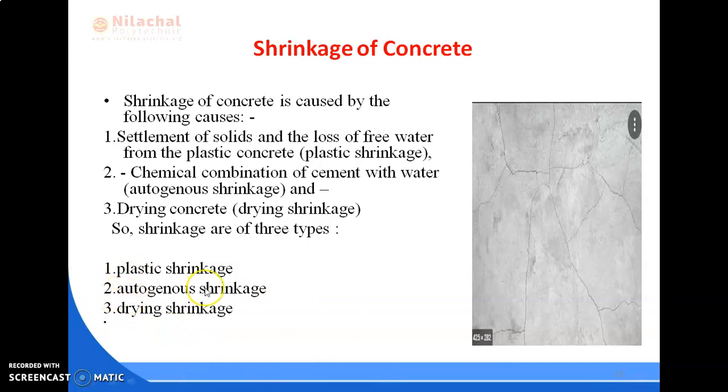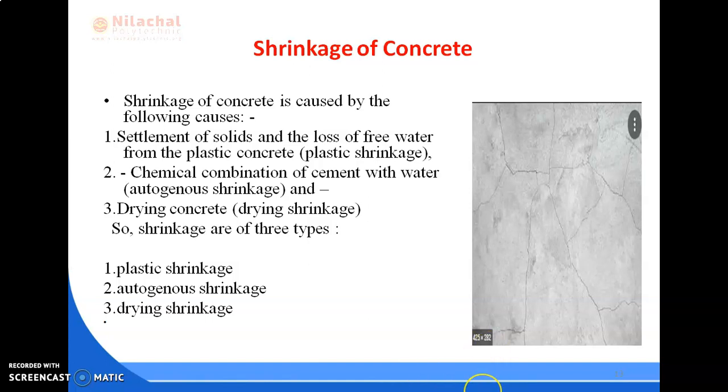Let's see what plastic shrinkage is. This type of shrinkage shows itself after the concrete is placed in the forms, while the concrete is still in a plastic state. It occurs as a result of the loss of free water and the settlement of solids in the mix. Next is autogenous shrinkage. As hydration continues in an environment where the water content is constant, such as inside a large mass of concrete, this decrease in volume of the cement paste results in shrinkage of the concrete.